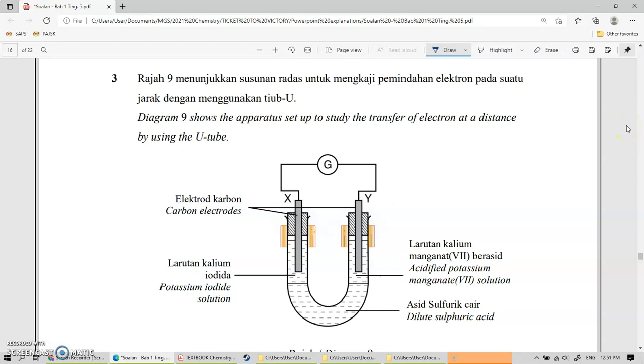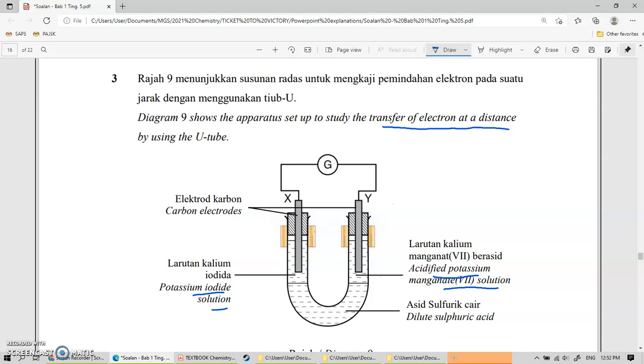This is another structured question: the transfer of electron at a distance. In this diagram, you are given two solutions, potassium iodide solution and also acidified potassium manganate 7 solution. Sulfuric acid is just to complete the circuit, so we don't want to look at that. So we look at these two solutions.